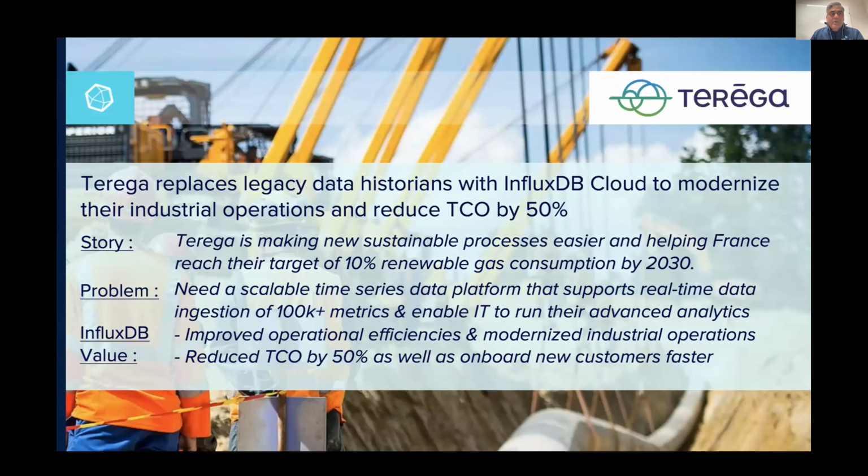This is an example of Terega, one of the largest gas distributors in France. They used to use legacy data historians, but they also had an objective to improve their onboarding. Onboarding of new customers would take months and sometimes quarters and sometimes even a year.